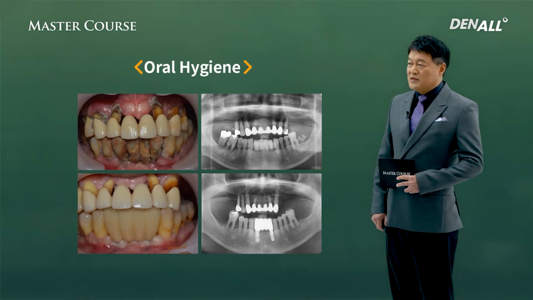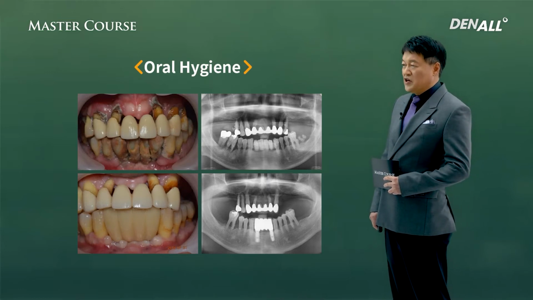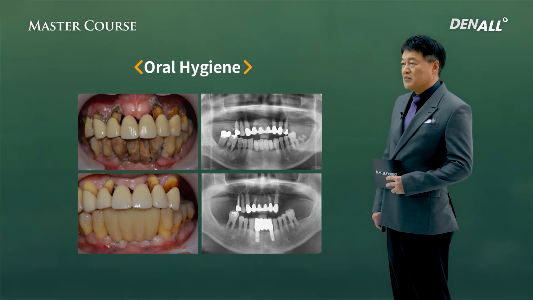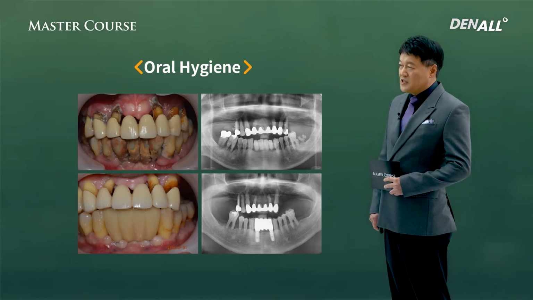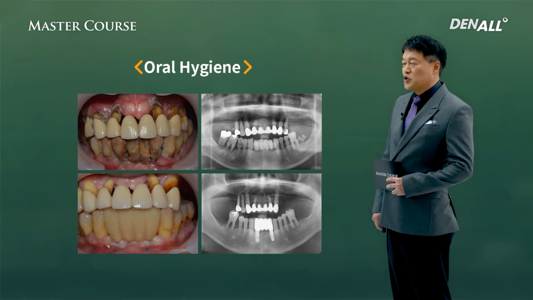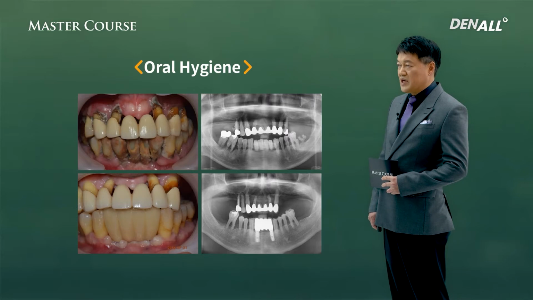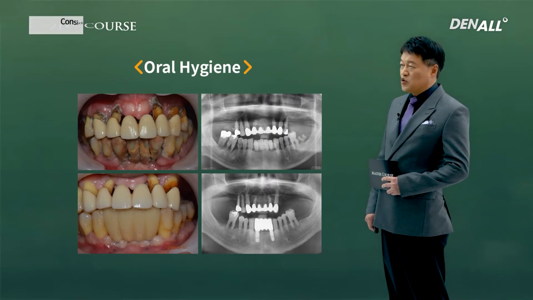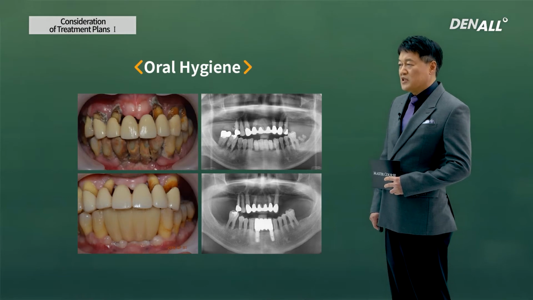First, oral hygiene. Even for a patient who already has a treatment plan, if the oral condition continues to be this bad, it's necessary to treat first and then to educate the patient of the importance of oral hygiene and then do the implant treatment. If oral hygiene continues to be bad, there is high possibility of peri-implantitis. We need to bear this in mind.